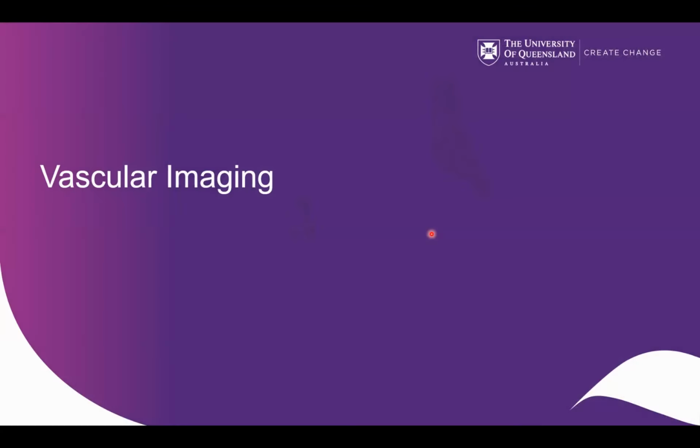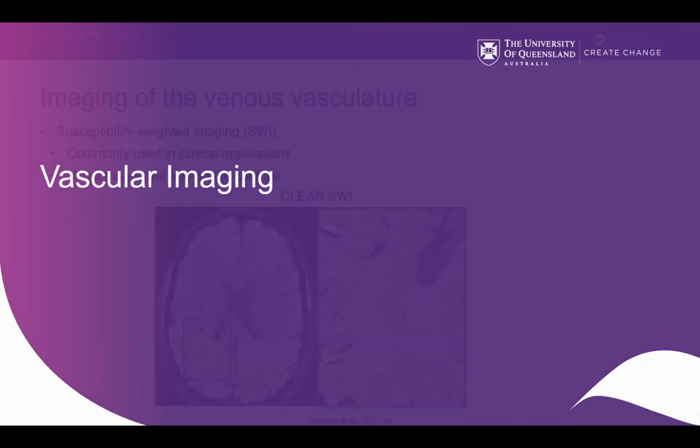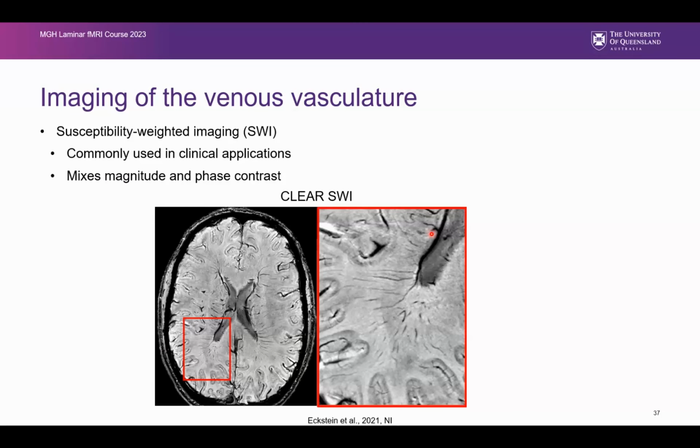We have heard that the vasculature is quite important for our fMRI signal. Some people might say, let's have a look at the vasculature and see how it is contributing. Most commonly, veins are imaged using susceptibility weighted imaging, or SWI. It's very common in clinical application. It mixes magnitude and phase contrast in, I would say, unpredictable ways.